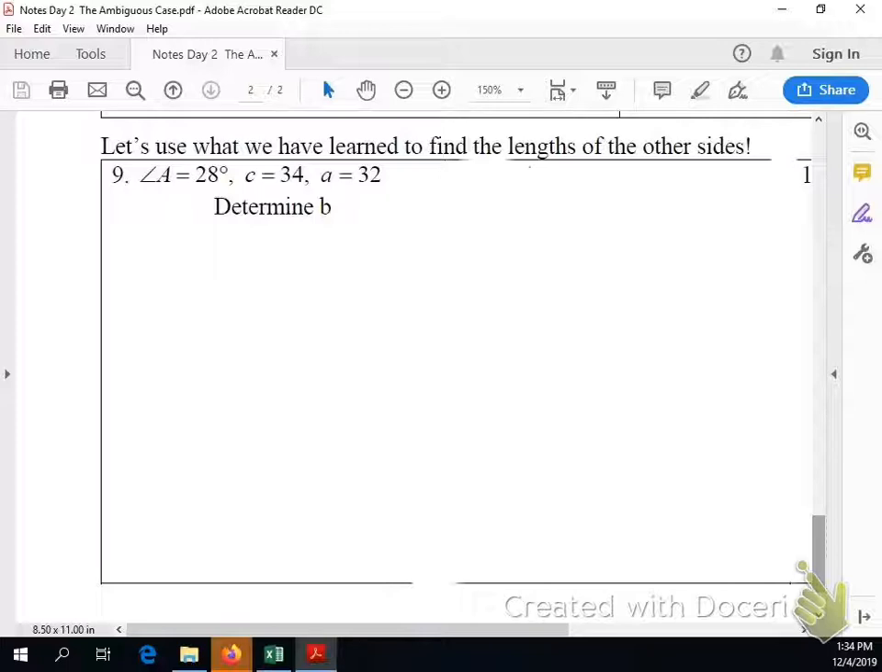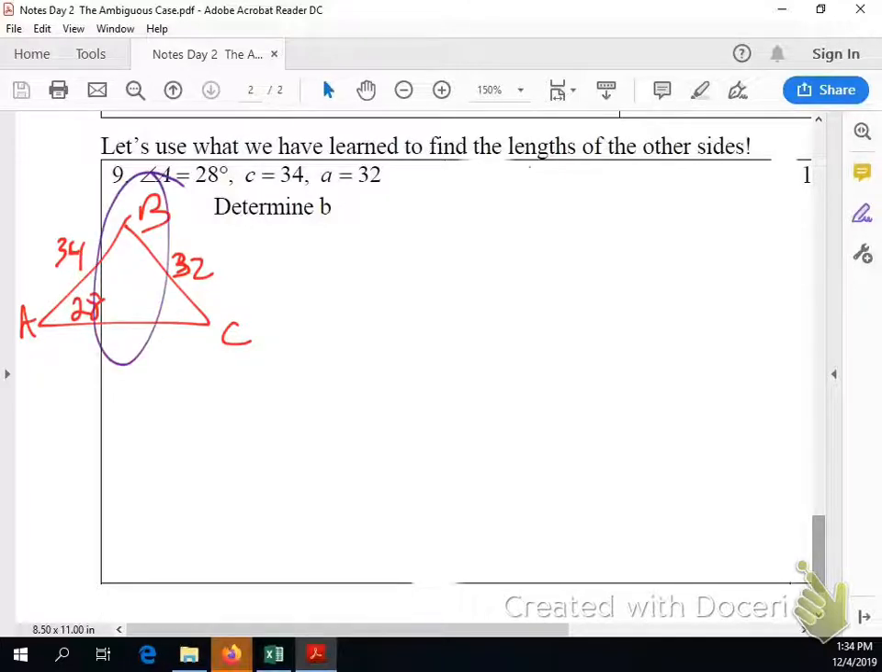But we're going to set this up. Again, we don't know that we're in a right triangle. So we've got to draw a triangle here, ABC, where A is 28 degrees, little c is 34, and little a is 32. And we want to find little b, the side length. In order to find that side length, we're going to have to find the measure of angle B. That's what we're going to have to use in our law of sines.